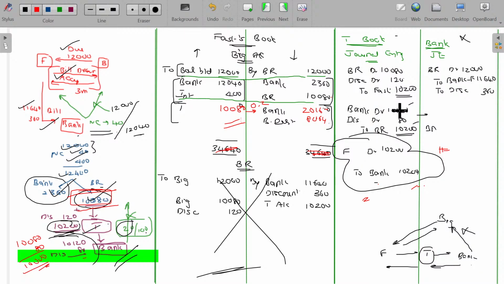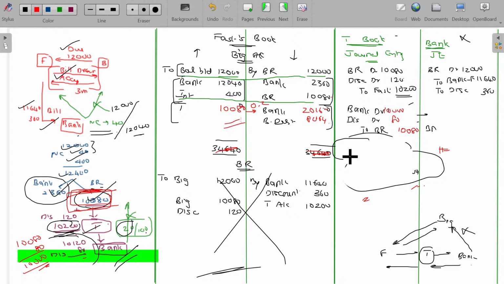Then this entry also should be slightly modified. I thought the bill is 10,200. No, the original bill is 10,080. A 10,080 rupees bill discounted with the banker for 10,000. Okay. So then this value will be slightly different. I just make small corrections. The bill's receivable value being 10,080. 80 rupees discount. 10,000 is the amount collected.